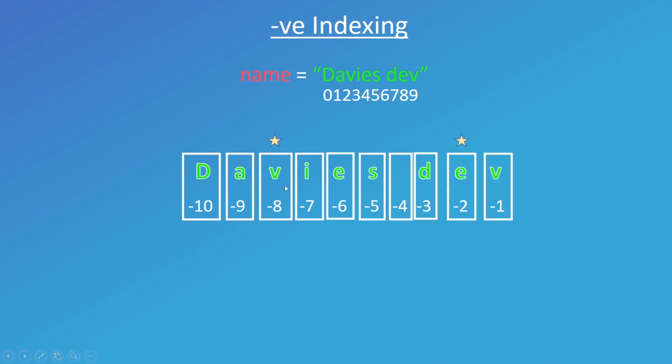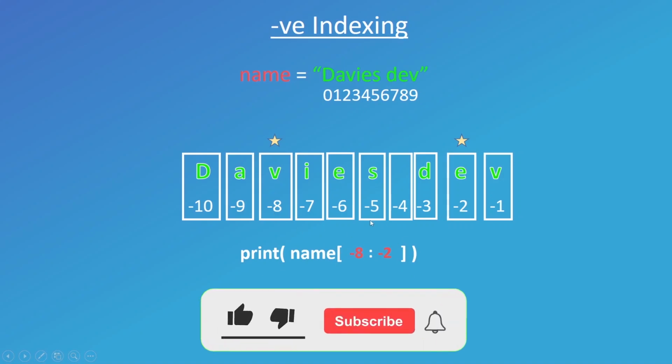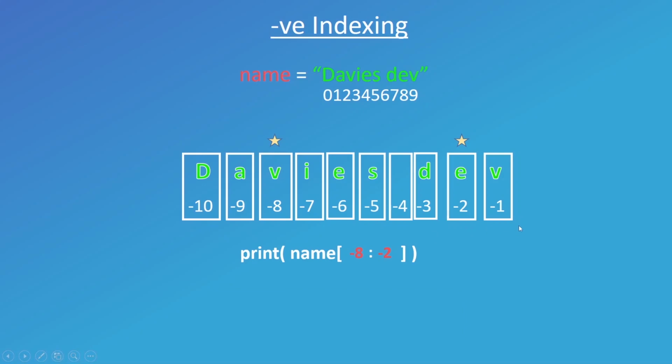For a quick example, I'm just going to show you. For example, we want to get from a -8 to a -2. So we want to get from V all over to D. Remember, Python ignores the last one you want to get. So what we'll do is, first of all, arrange your print statement: print name, square brackets, and inside them, you're going to put -8 to -2. I want you to make sure you don't mix this up, because most of the time your brain will be thinking the other way, for it to be a -2 before a -8. To be consistent with this, the first index should always be smaller than the second index. So in this case, -8 is smaller than -2.